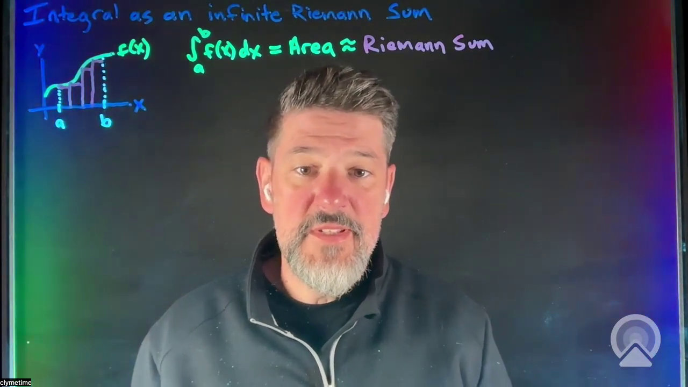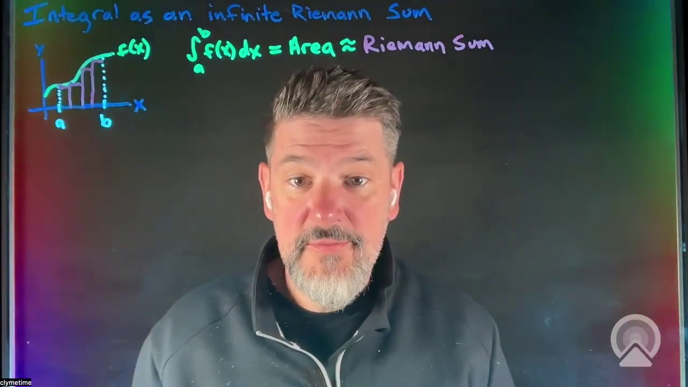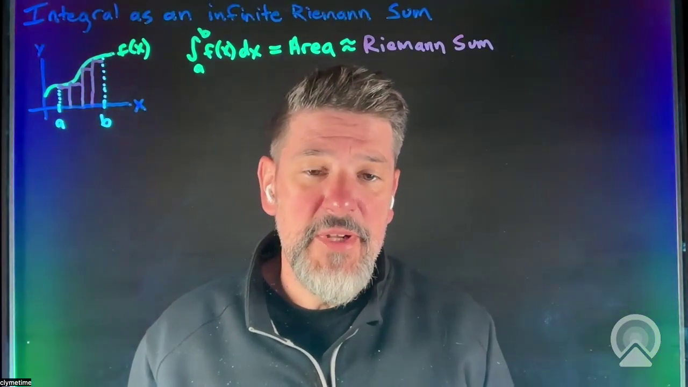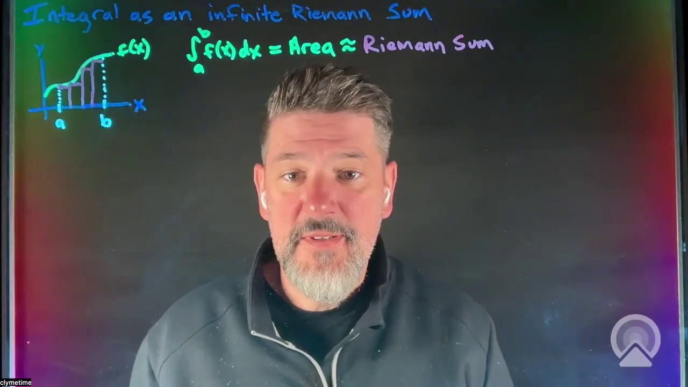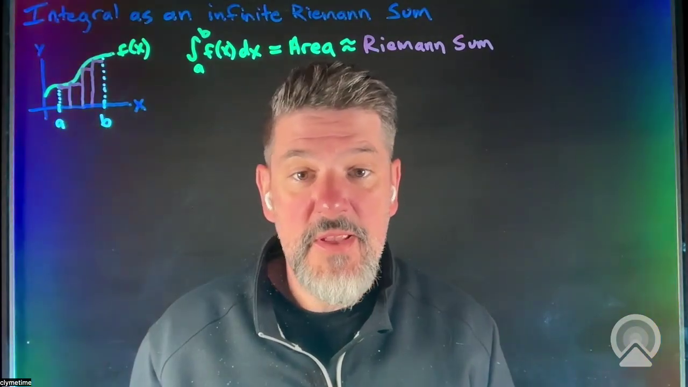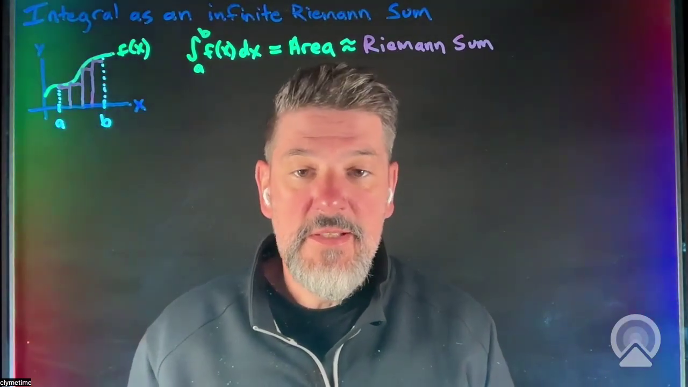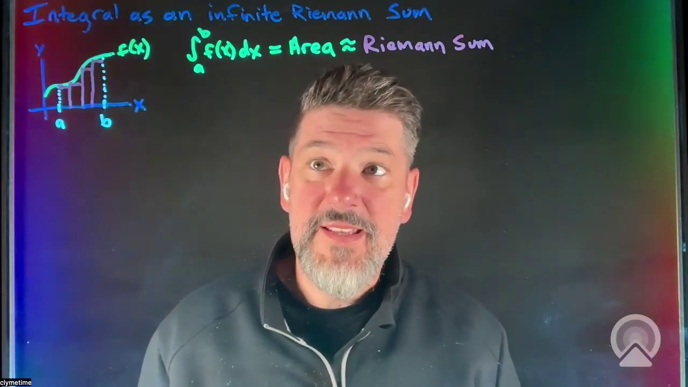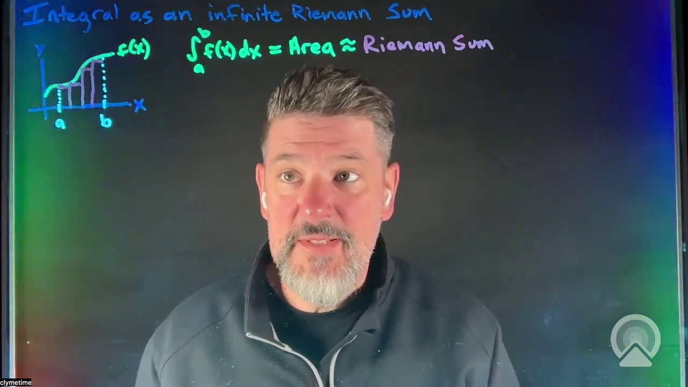We've learned that the Riemann sum is an approximation for the area underneath the curve. But is it possible for it to be exactly equal to the area underneath the curve? This is Clime Time, and in this video, we will look at the integral as an infinite Riemann sum.